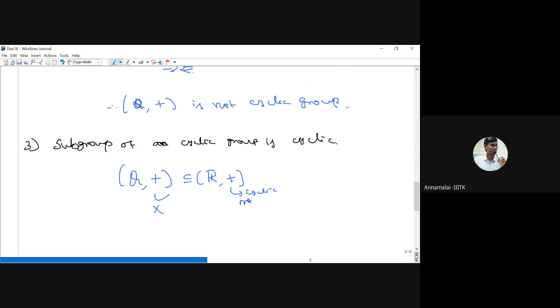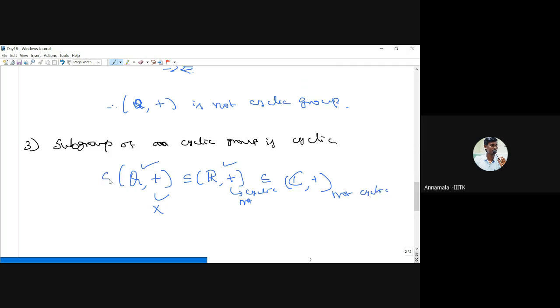Okay. Therefore, if a small group is not cyclic, then if you take any bigger group, it's always not cyclic. So similarly, the complex numbers C with respect to addition is also not cyclic. Why? Suppose this C comma plus is cyclic, then all the subgroups should be cyclic. In particular, this Q comma plus is also a subgroup of C comma plus, or you can take R comma plus also a subgroup of C comma plus. But we know that Q comma plus is not cyclic, therefore R comma plus is not cyclic. Therefore, C comma plus is also not cyclic.